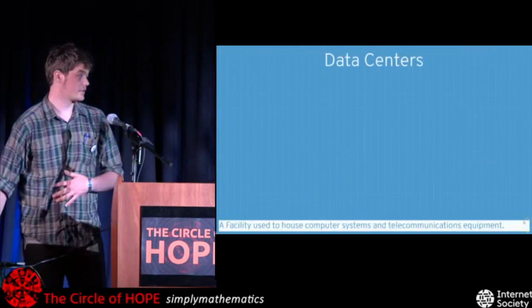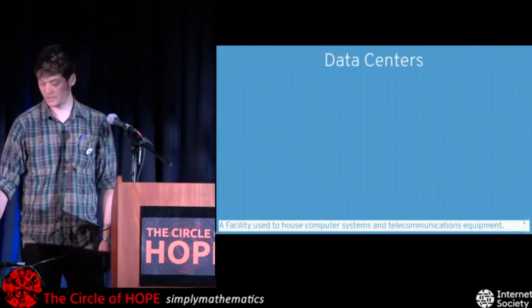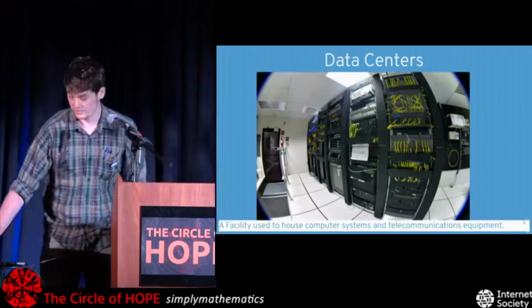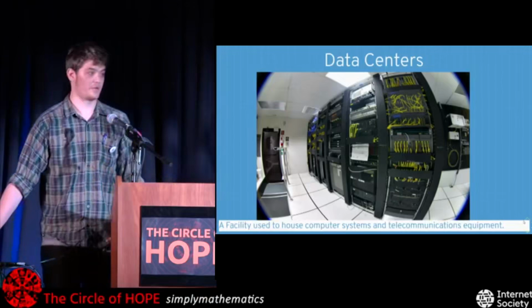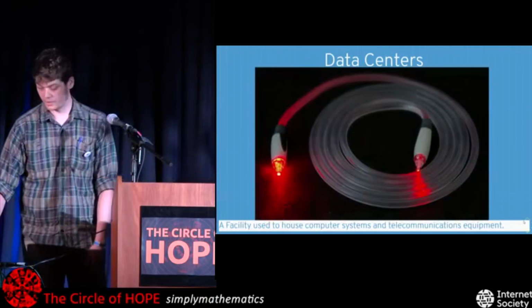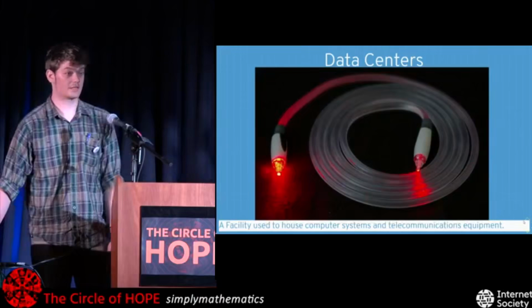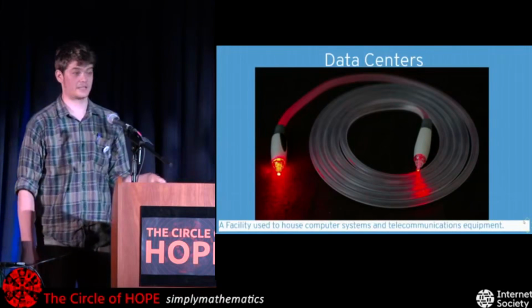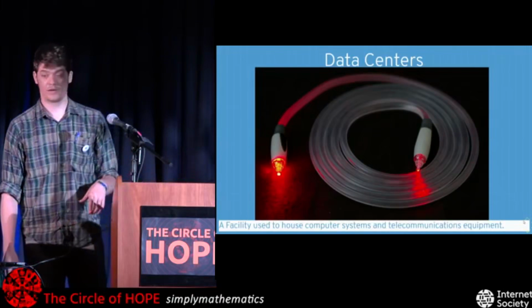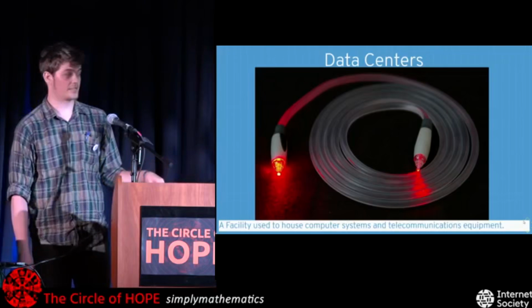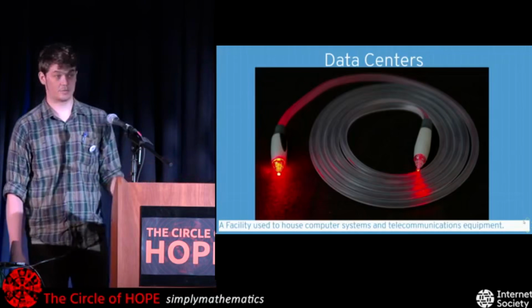So data centers, a facility used to house computers, they look like this, just racks and racks and racks of computers. They can be very tall, very wide. Their main cost is power. This is the crux. This is a fiber optic cable. This is the main difference between a data center and your network at home. Instead of using copper, it uses glass and light to transmit millions of times more information.